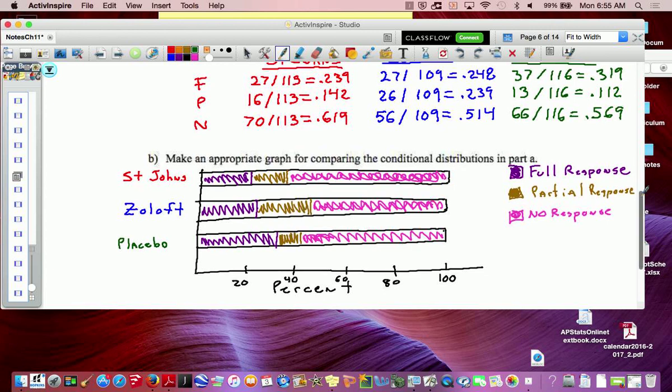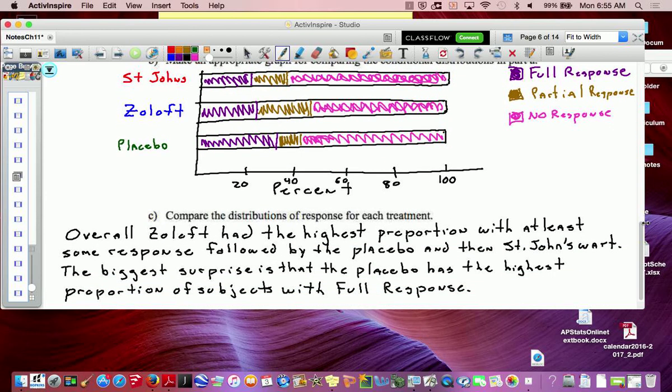Okay? So down here in the bottom, we basically talk about what's going on. So overall, Zoloft had the highest proportion of at least some sort of response, as I mentioned below, followed by the placebo, then St. John's wort. But the biggest surprise I found was that the placebo had the highest proportion of subjects with full responses. Now that makes you kind of wonder sometimes about Zoloft. Now again, this is just one sample of data from the Journal of American Medical Association. Okay, but Zoloft is a prescription that's given to some people to help with depression.